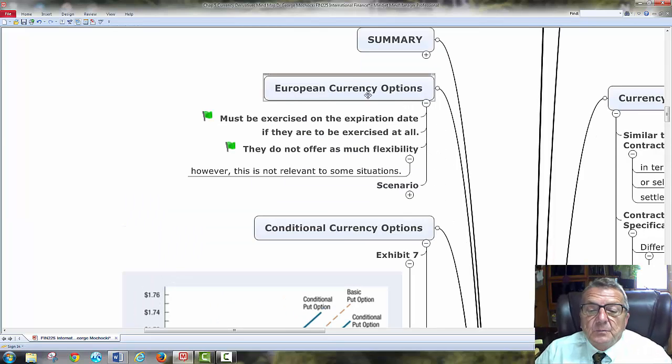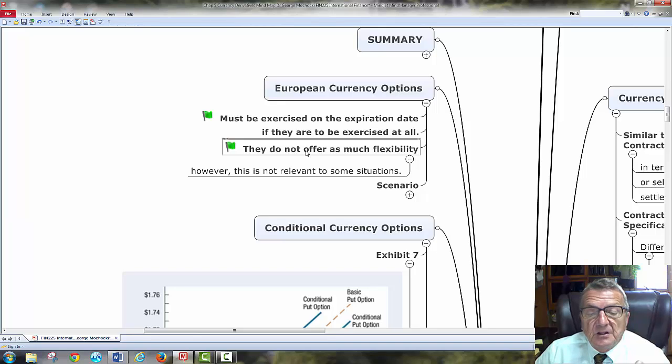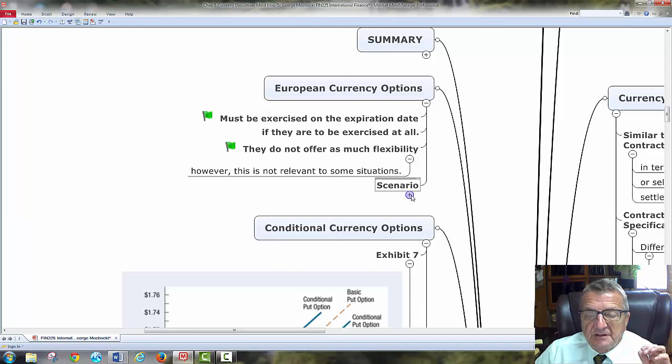Okay, now a European currency option must be exercised on the expiration date. Boom, no choice. European currency options can only be exercised on the expiration date, if they are to be exercised at all. They do not offer as much flexibility. However, this is not relevant to some situations.